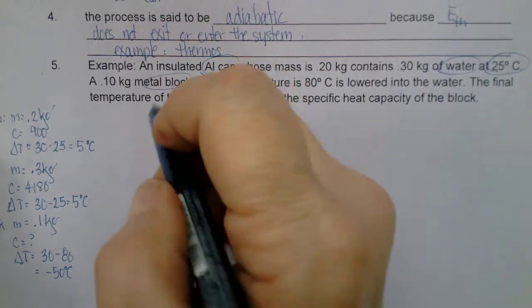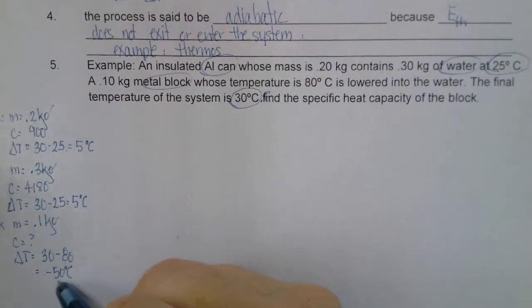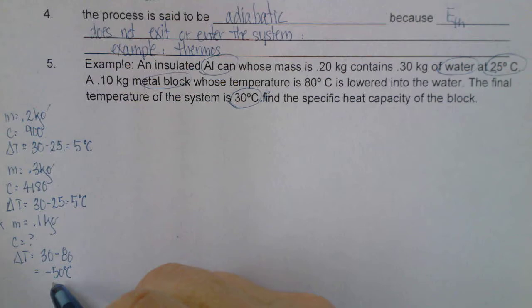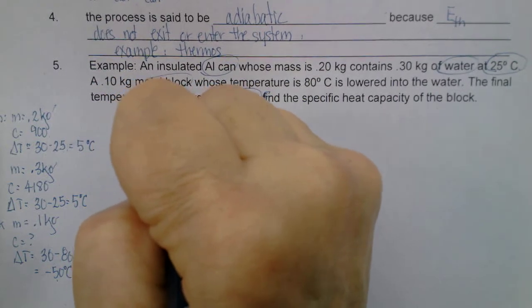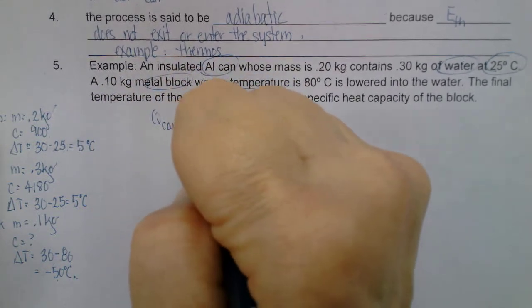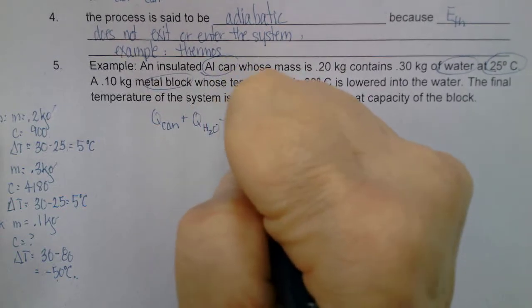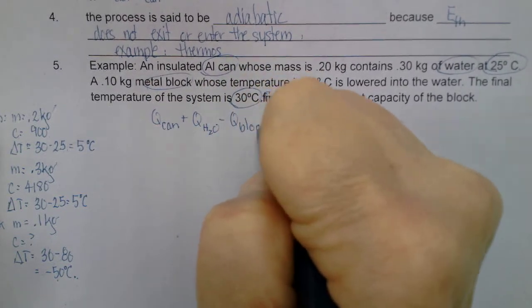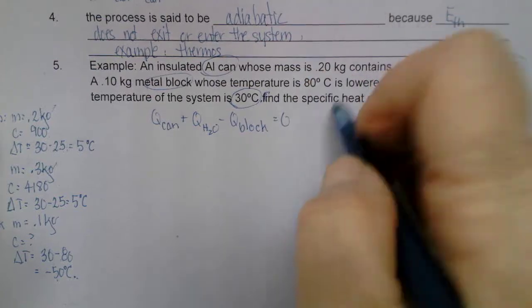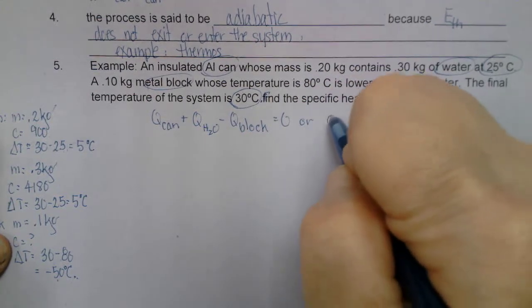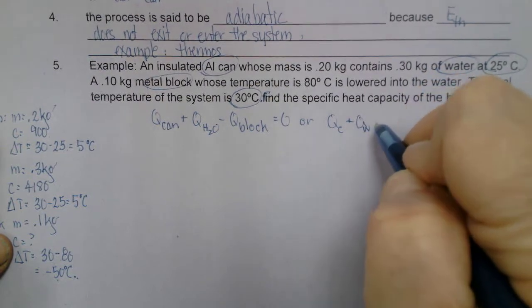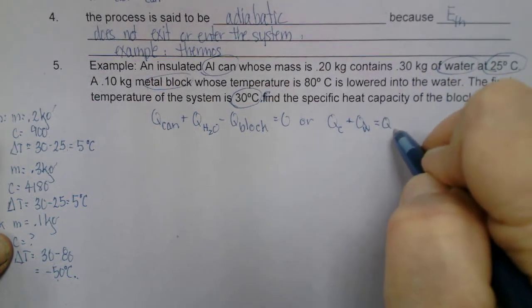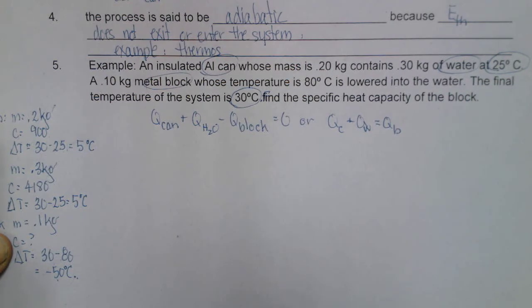All right, so let's go ahead and set up first my Q equation. My block is going to be negative because it's the only thing that has a negative piece of data in it. So the Q of the can plus the Q of the water minus the Q of the block is equal to 0. Or another way of saying it is Q of the can plus Q of the water is equal to Q of the block. I'm just using abbreviations there. Hope you can get that.